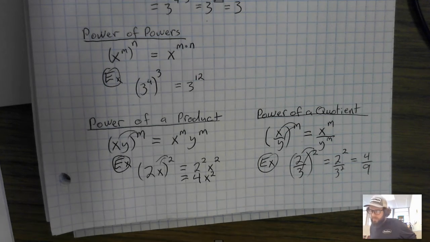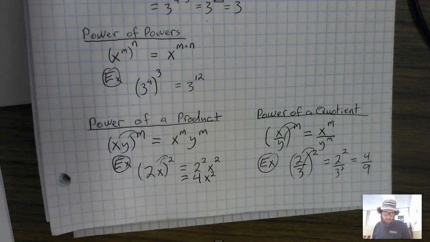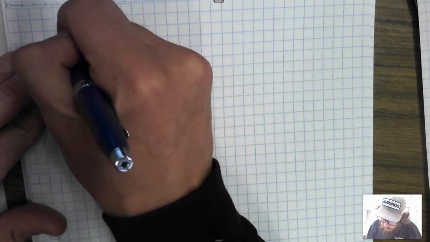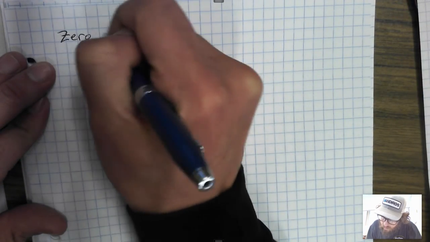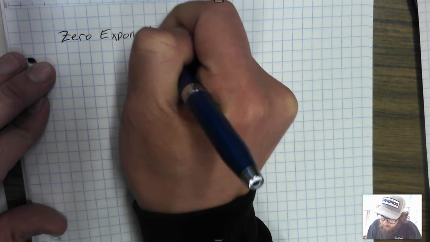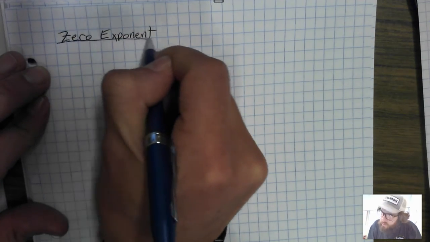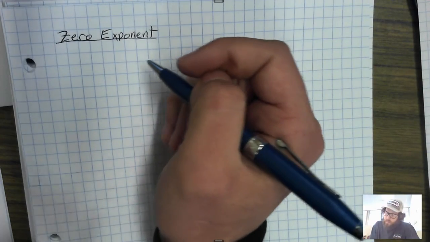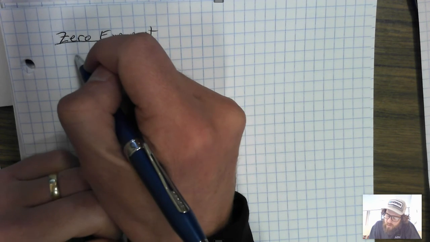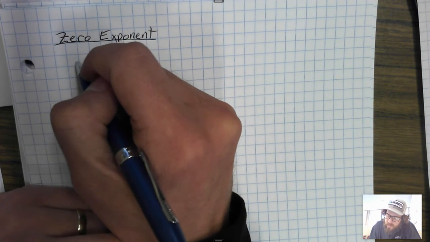All right, we have 3 more rules. And the next one is a very friendly rule. The next one is the zero exponent rule. The zero exponent. It's a wonderful rule. As you go further and further into math, you always enjoy a zero exponent. It makes things very nice.